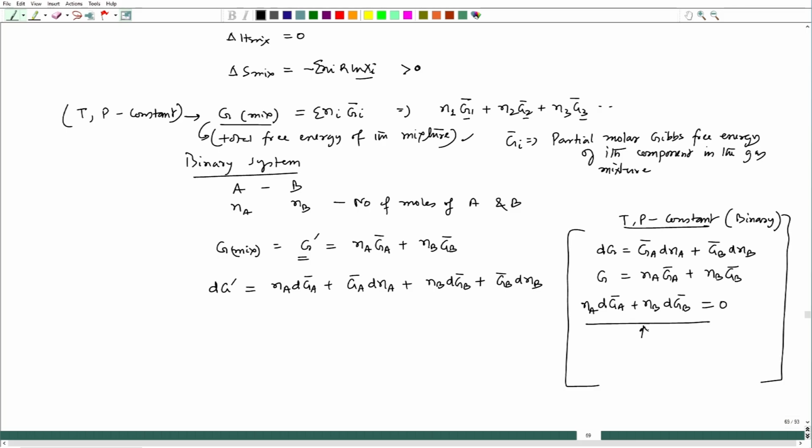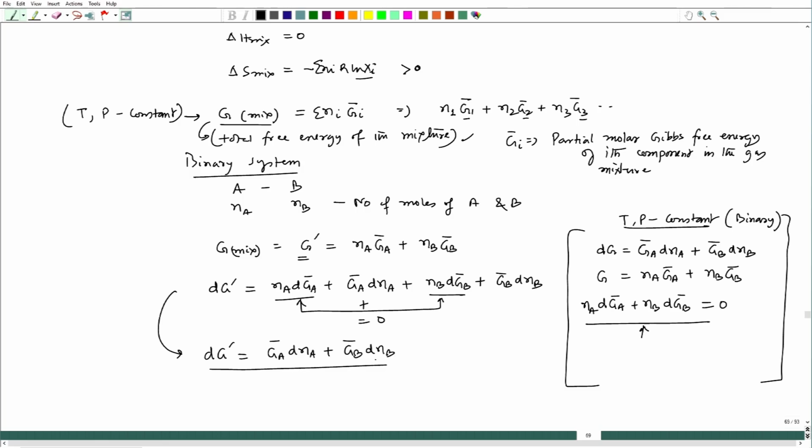Now, if we take this, we see that these two terms, if we add them up, should yield 0. So it yields this. Now, this is for the total. Remember that this is the total free energy.